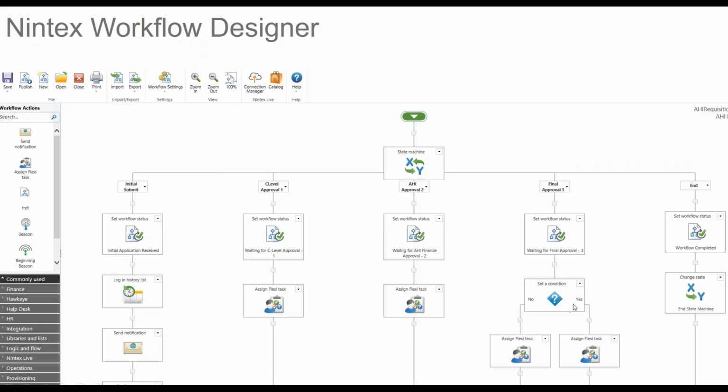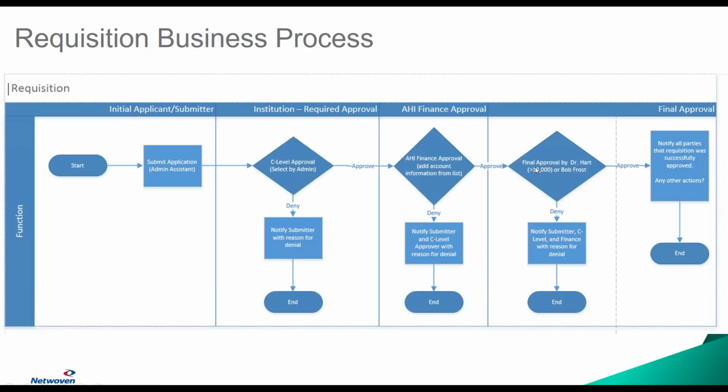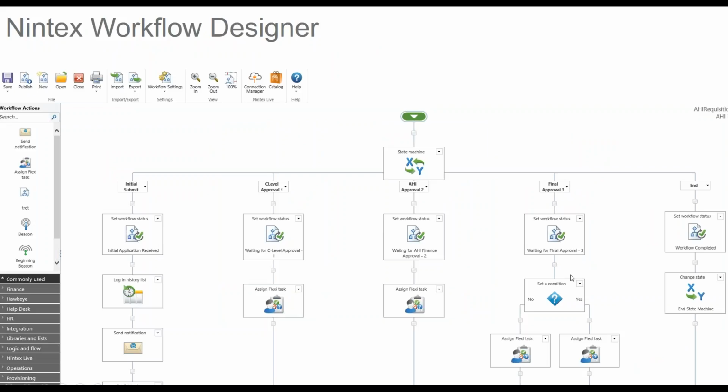You'll notice on the right I have a condition here. As you can probably guess, this condition says, is it greater than 10,000? If yes, we go down one path and assign a task to an individual. If it's less than 10,000 or equal, then we go to another individual. So you can see this pretty much mirrors the situation where the final approval, if greater than $10,000, goes to one individual or another. And lastly, we end this workflow.